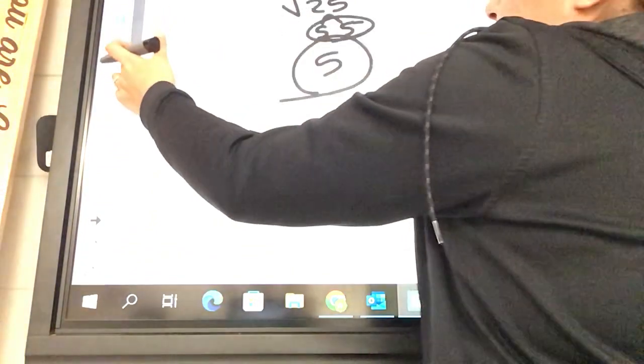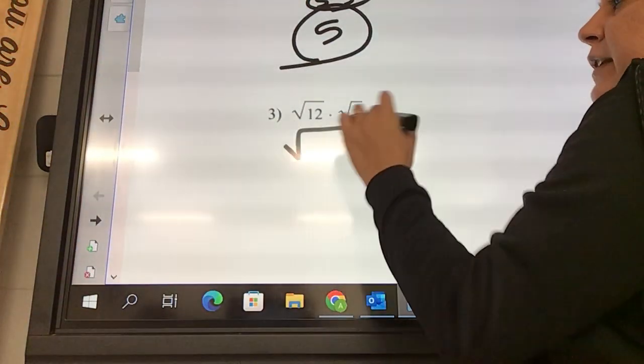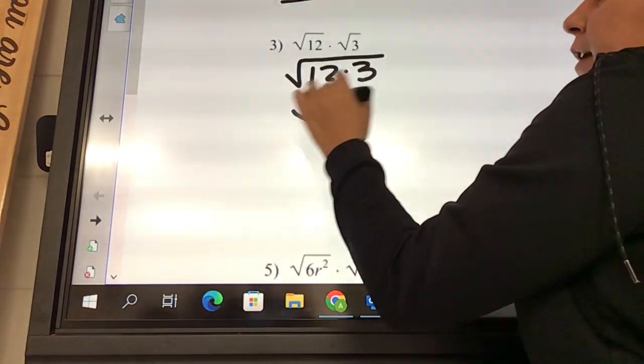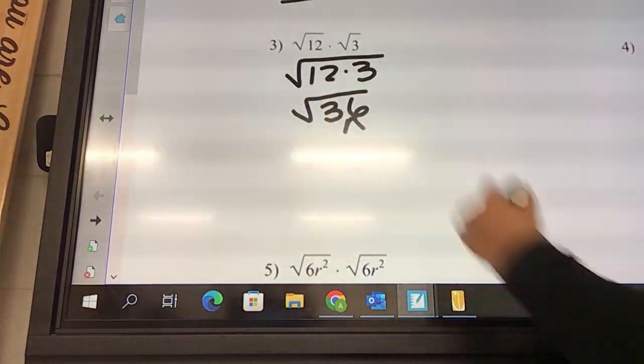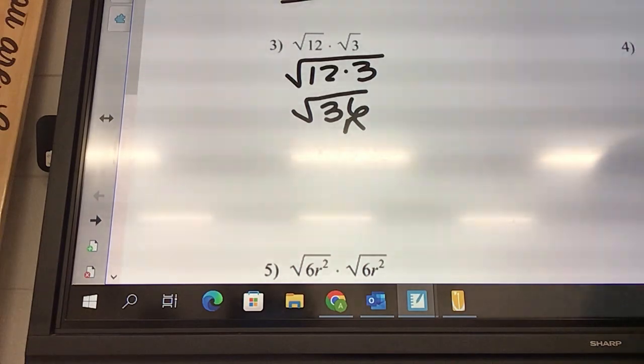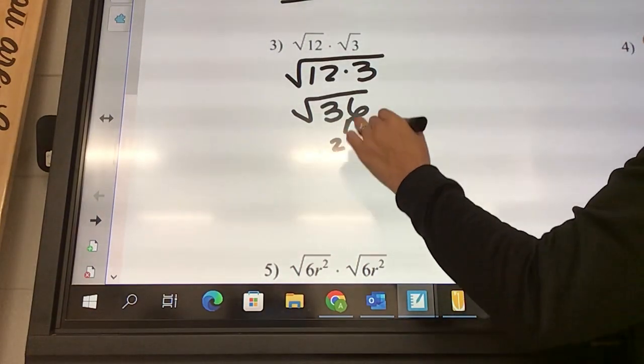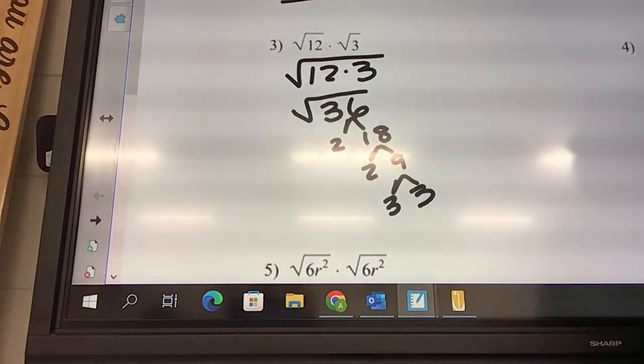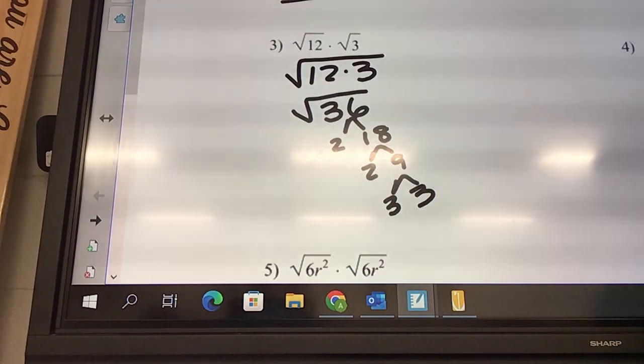Look at number 3. We can put them underneath the same radical. So 12 times 3 is 36. Well, what are some factors of 36? 2 and 18, 2 and 9, 3 and 3. So what is our group number? 2. So who can go?